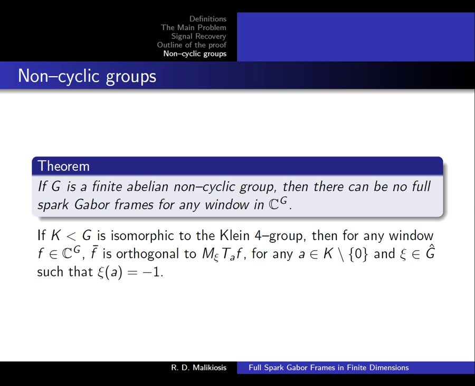Okay. So for example, take a window f here. G contains a copy of the Klein 4 group as a subgroup. And then f bar, so take the complex conjugate in every coordinate, is orthogonal to any time frequency translate of f of this form, M sub xi T sub a of f, for any a belonging to this Klein subgroup, not the identity element, and xi in the dual group that satisfies this property, xi of a is equal to -1.